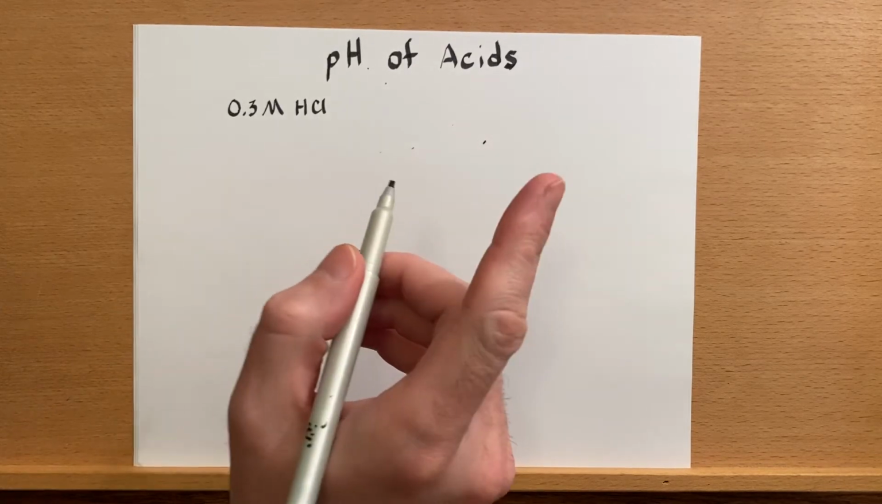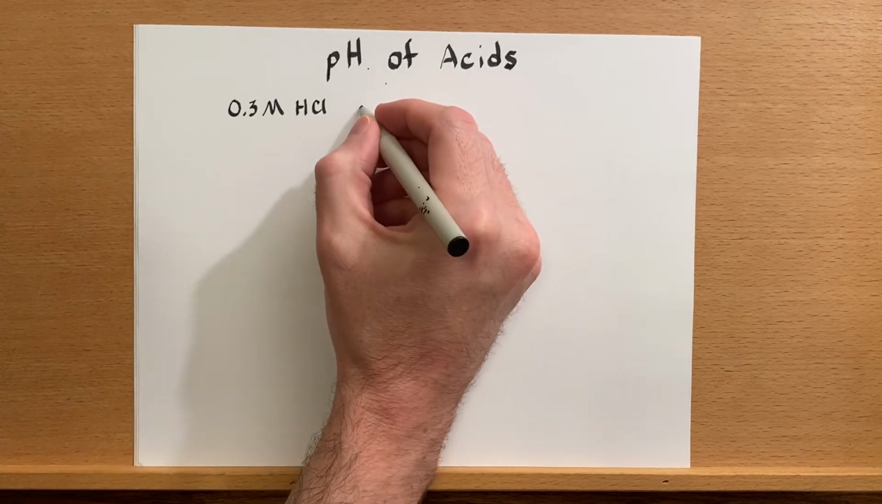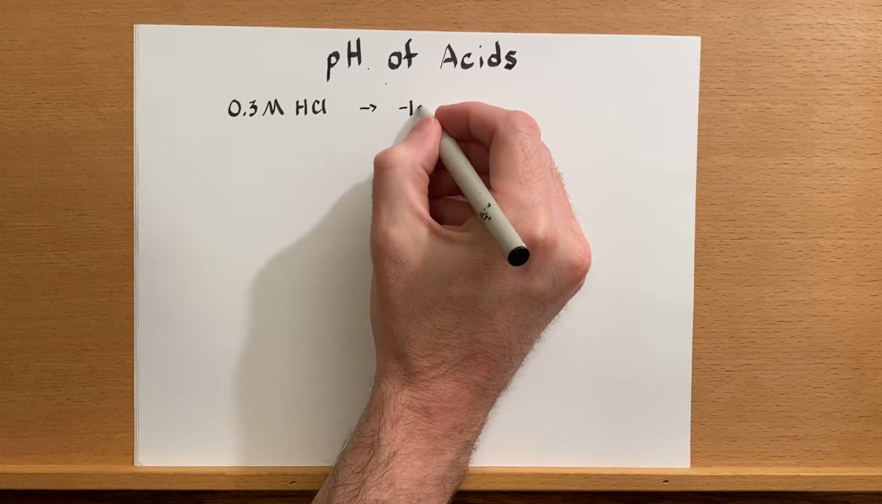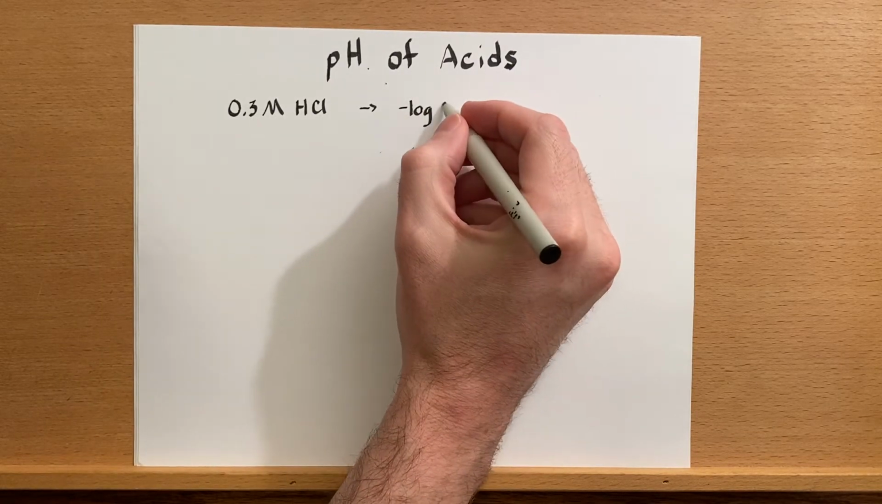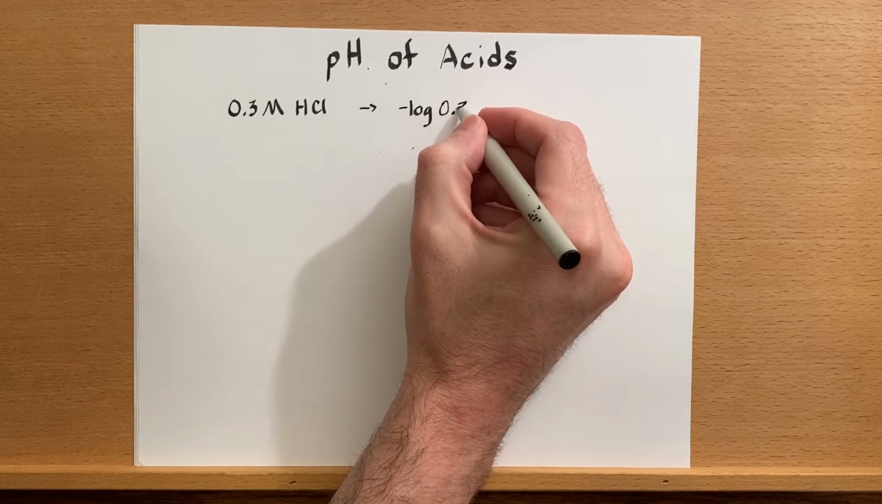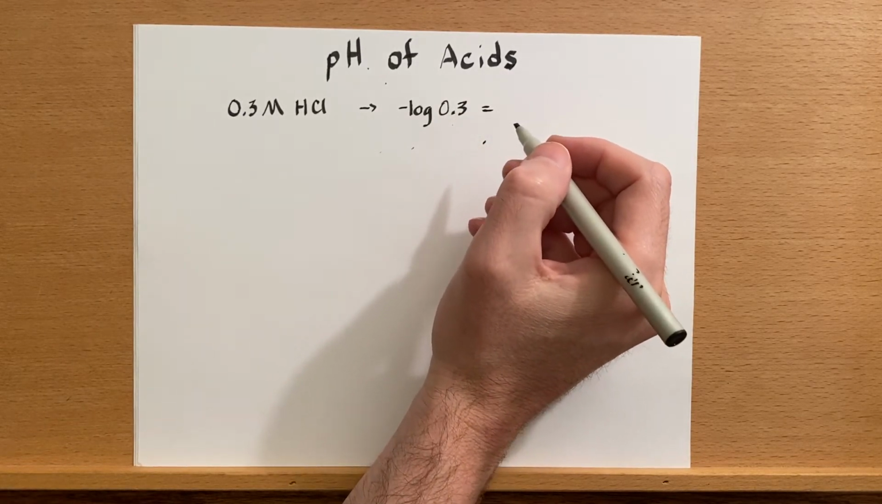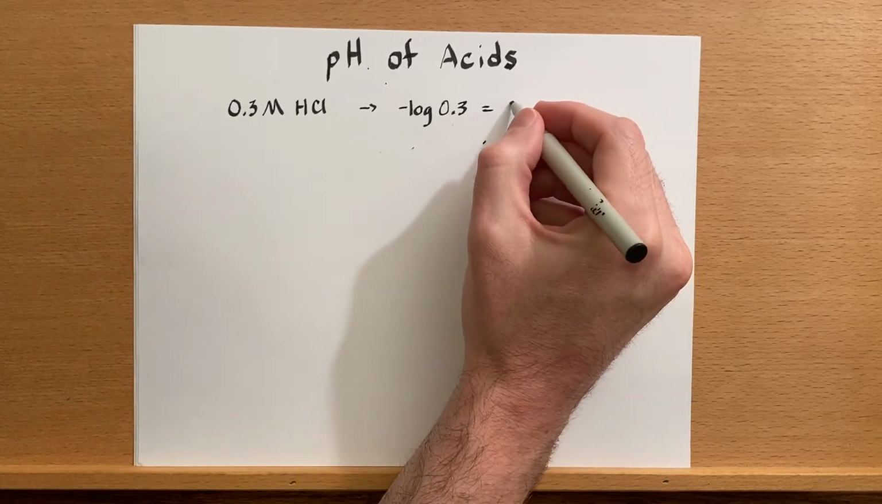So if we want to calculate the pH of this, then we'll just simply take the negative log of our strong acid's concentration. And that will equal 0.52.